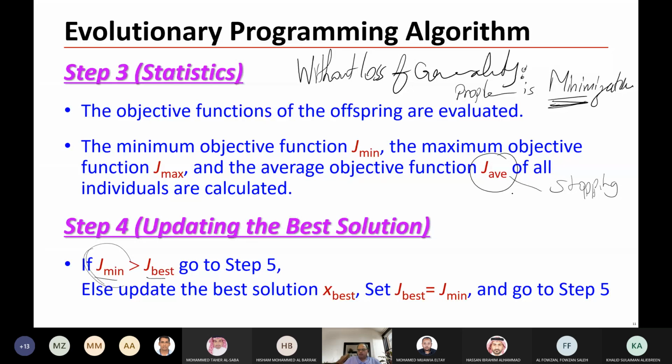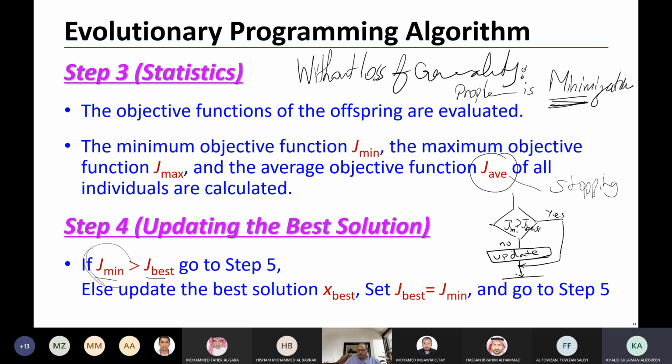Here you check whether J minimum is greater than J best. If yes, if no, update. Update the best. Is it clear? If no, should we update or go to step 5 right away?